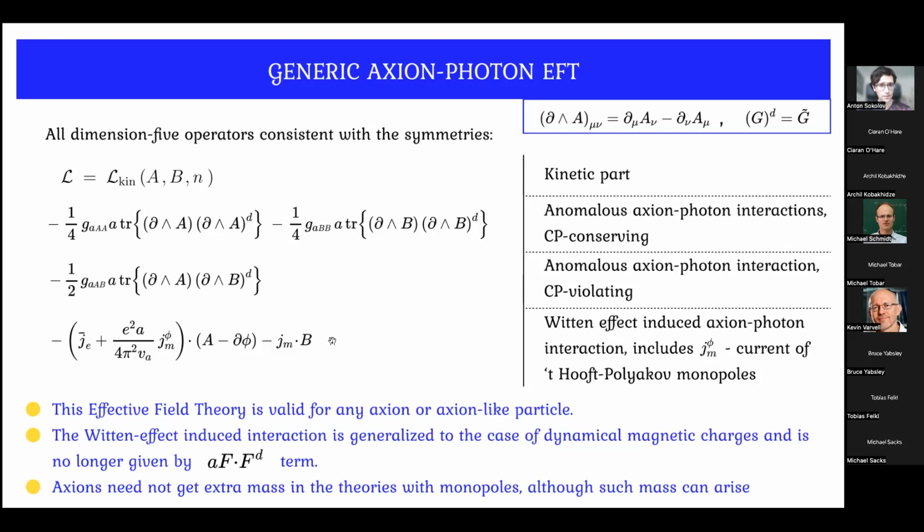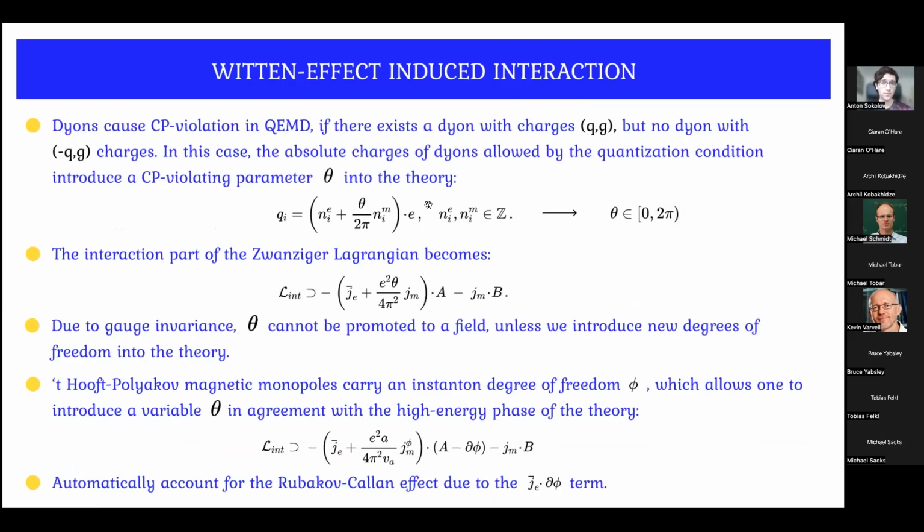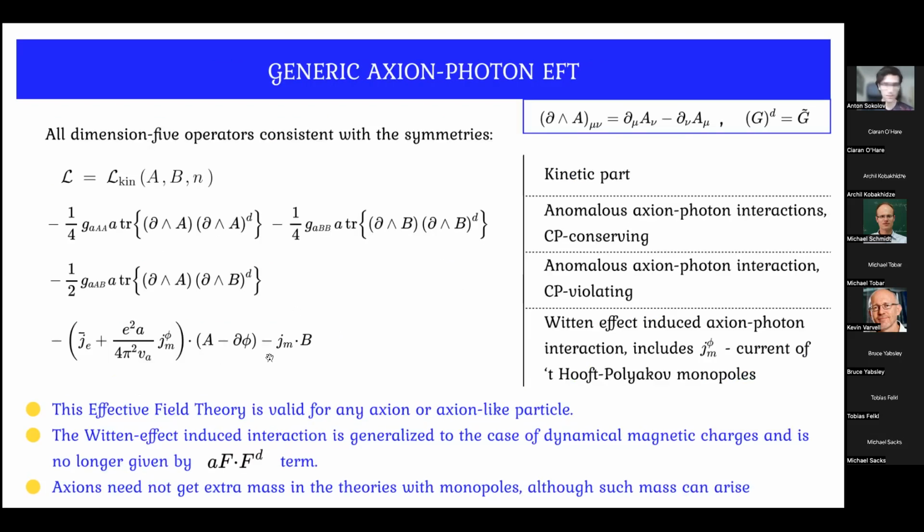I think this is nice, because usually people just consider it in terms of the A F-dual term, and then if you introduce A F-dual, you automatically have to have the Witten effect coupling. So it seems that from this one term you automatically get both this coupling and this coupling, both the dA-dual and the Witten effect-induced coupling. So yeah, let me explain in a bit more detail this Witten effect-induced axion-photon interaction.